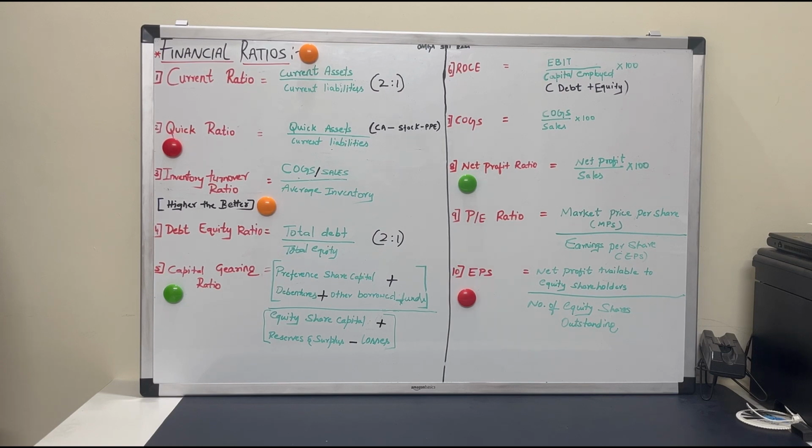Cost of goods sold is 10 lakh rupees and average inventory is 2 lakh rupees. Now what is the ratio? We will get 5. Inventory turnover ratio or any other turnover ratios are expressed in times. That means 5 times. And this is higher the better.